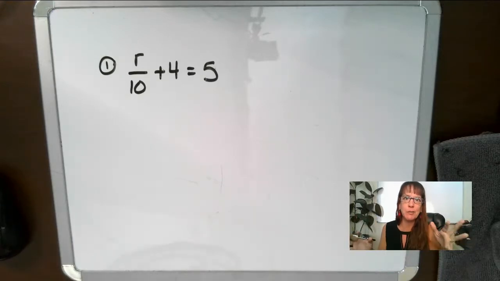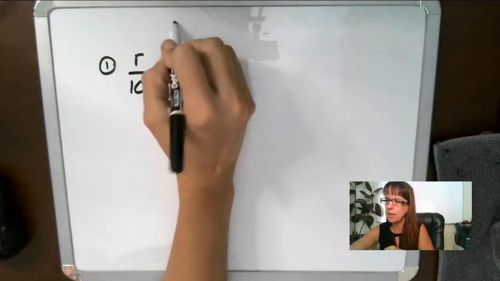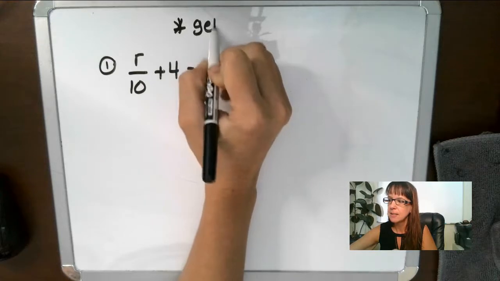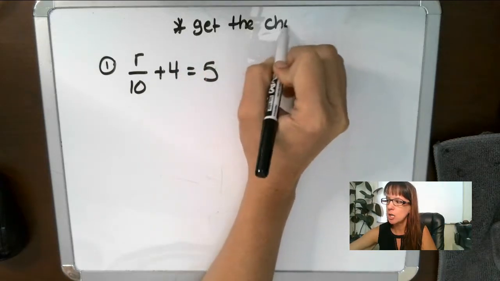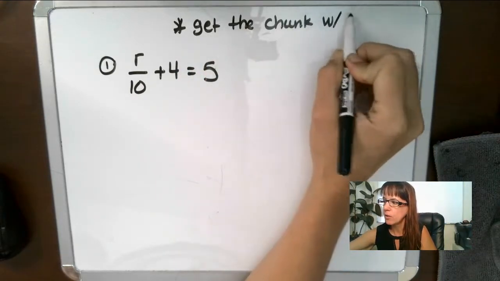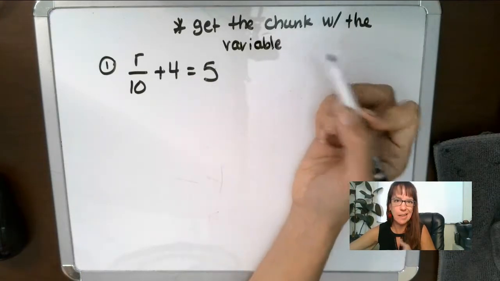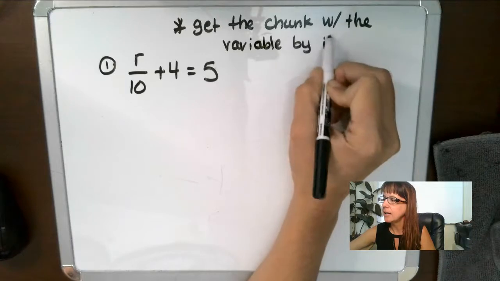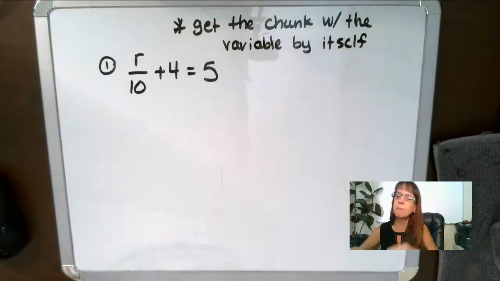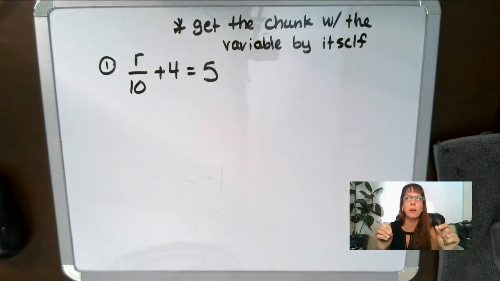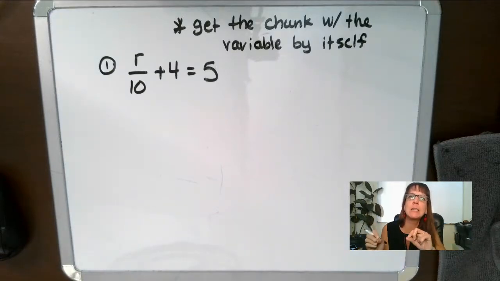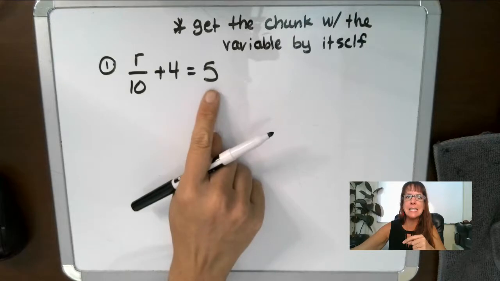Whenever you're solving an equation, and you may want to write this at the top of your page, get the chunk with the variable, that's the letter, by itself. So your first step is to always get that chunk with the variable by itself. Other teachers may call this combining like terms, and that's exactly what we're doing. We need to combine this to this guy.